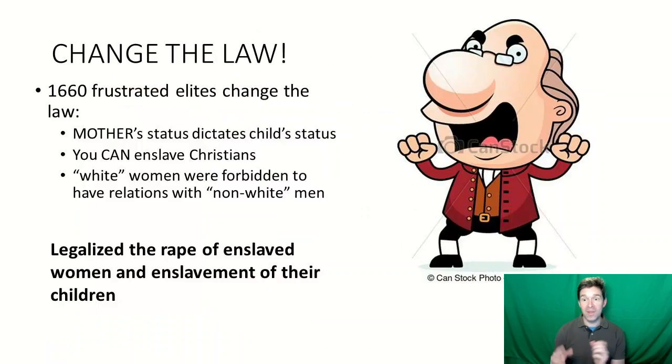And so what did they do? Of course, the people in power freaked out. The elite said, okay, you won your freedom, but we can't have other people doing that. So we're going to change the law. In 1660, they said we're going to change the law and say that it's the mother's status that dictates the status of the child. And, by the way, you can enslave Christians. That's okay. We make that okay.